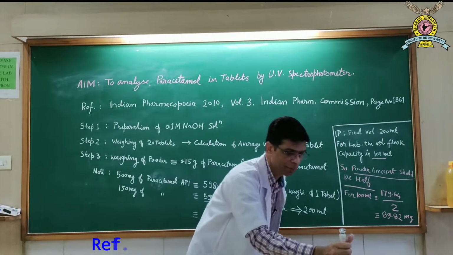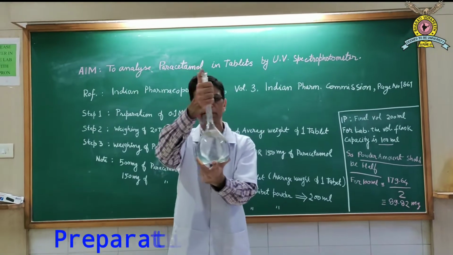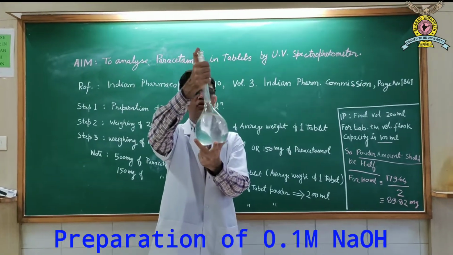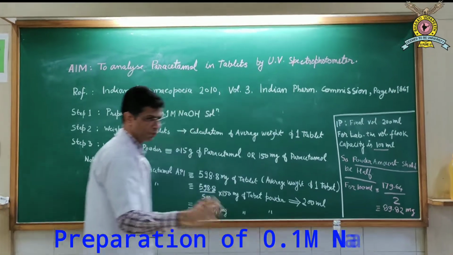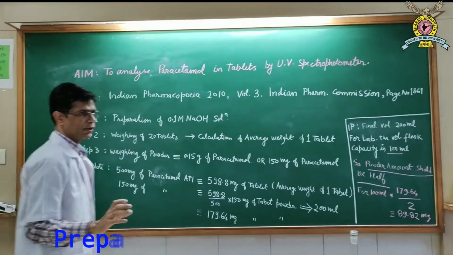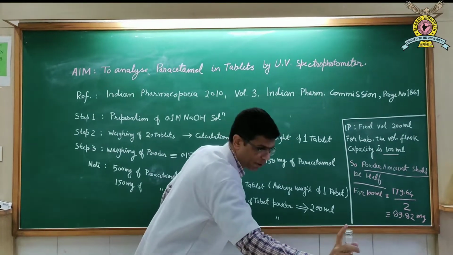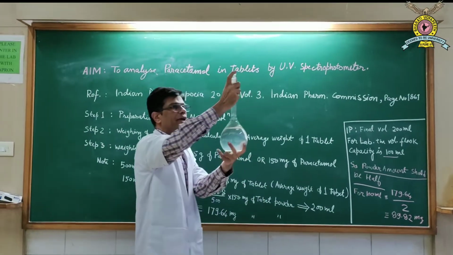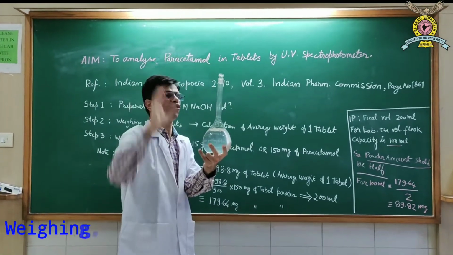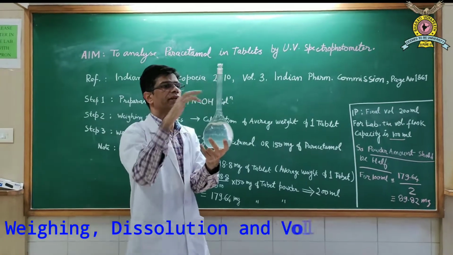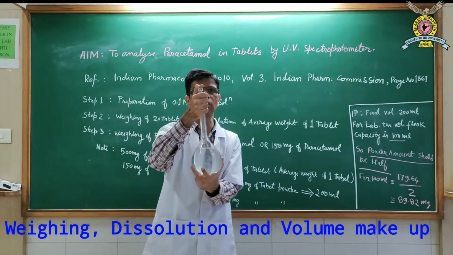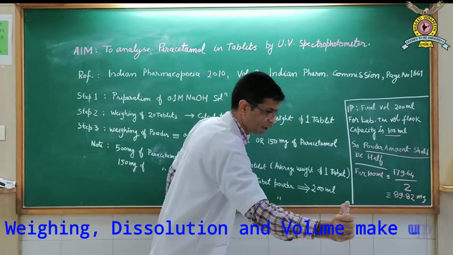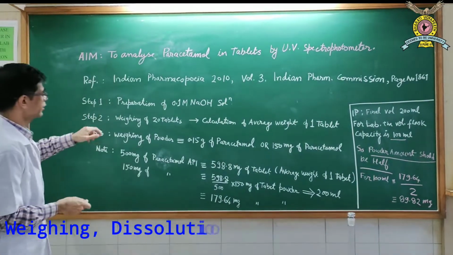The first step is the preparation of the NaOH solution. It is a 0.1 molar sodium hydroxide solution. This solution should be prepared carefully, and for it 4 gram of NaOH should be weighed, then dissolved properly, and the volume made up to 1 liter. In this way this solution will get prepared.